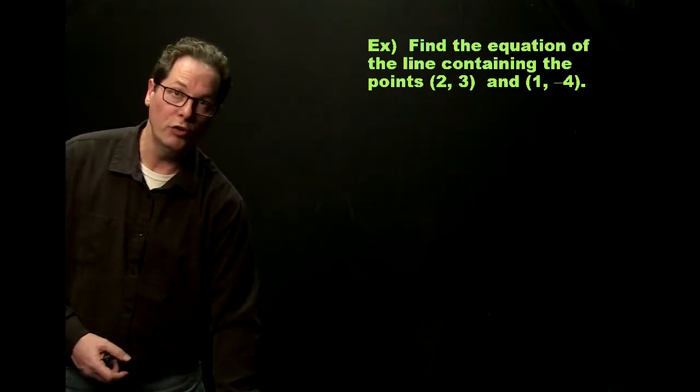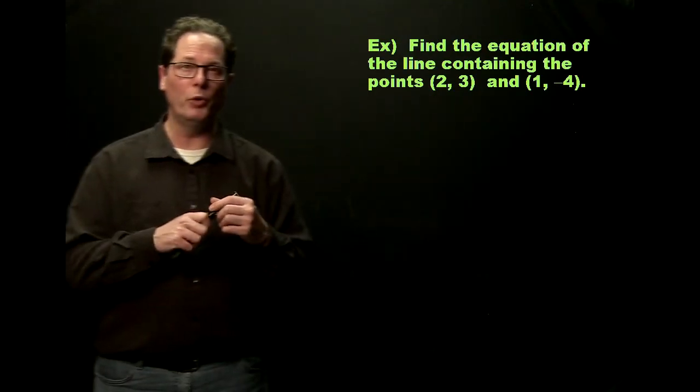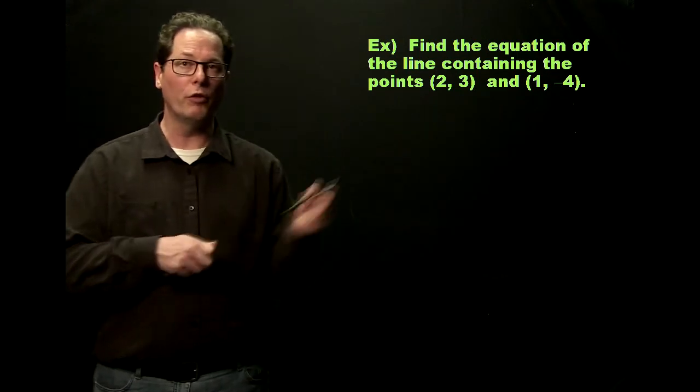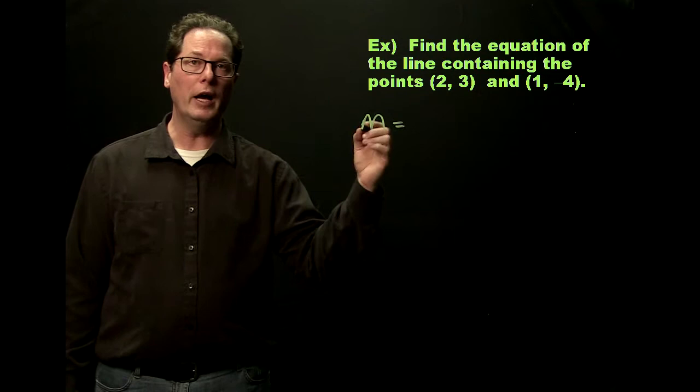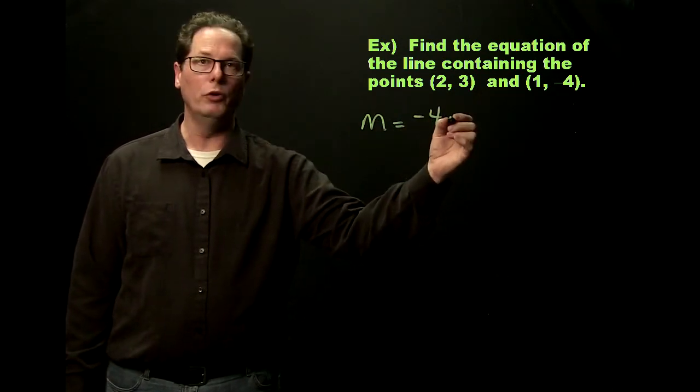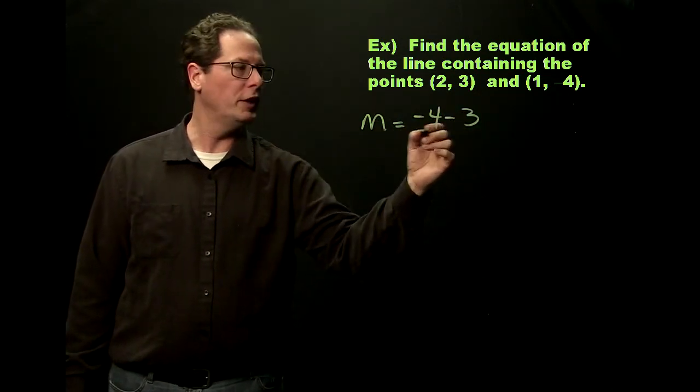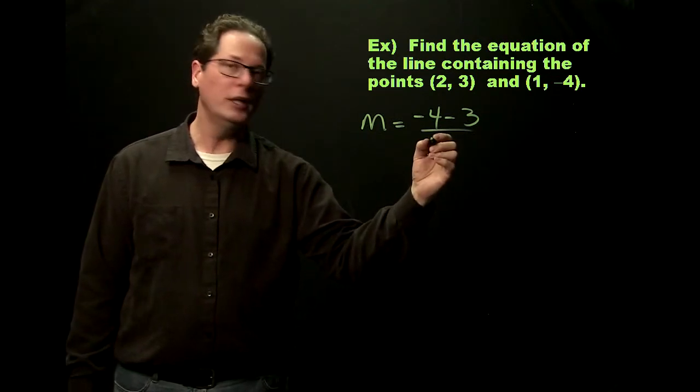Let's do an example here. Find the equation of the line containing the points (2, 3) and (1, -4). The first thing we need is the slope. So what is the slope of this line? Well, any 2 points will do. We have 2 points available to us. We find the change in y over the change in x.